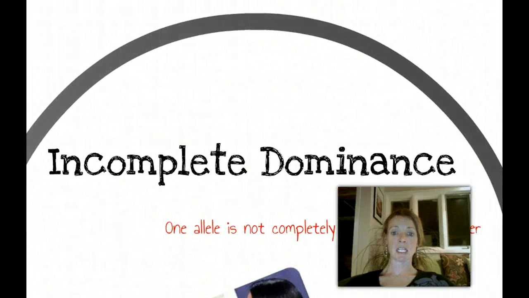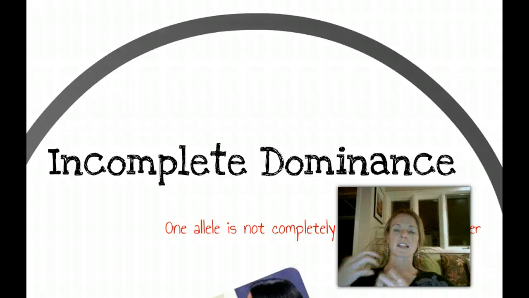Alright, let's talk about incomplete dominance. So, kind of the opposite. One allele is not completely dominant over the other. Okay? You have to know it's not exactly the opposite, but it's kind of an in-between mix. So incomplete dominance means that the dominant trait isn't always fully dominant, which is kind of weird.